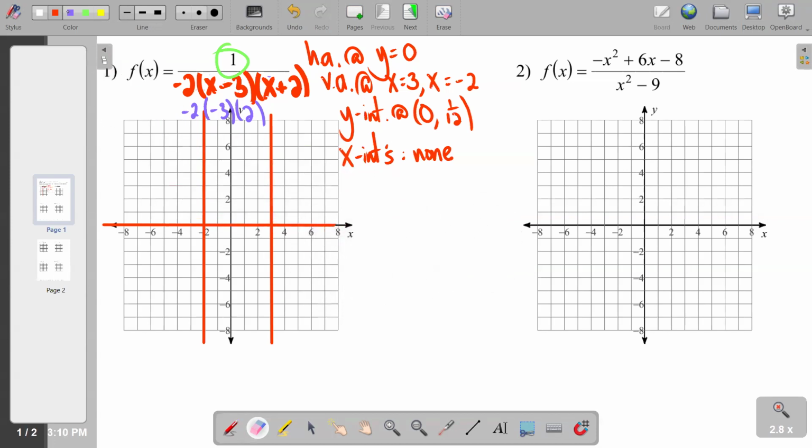So let's pick a number for x, like, oh, how about -3?